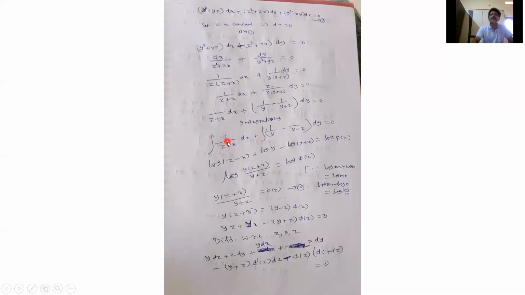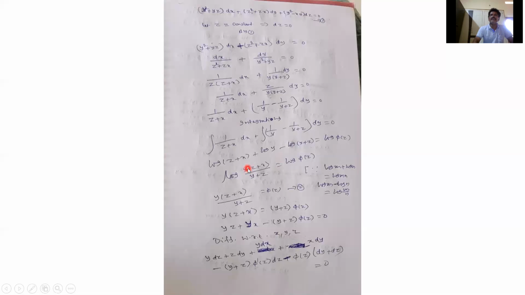Like this, 1 by (x plus a) dx is log (x plus a). So here log (z plus x). And we know that 1 by y dy is log y. This is like 1 by (y plus a constant), and z is constant, so we write log (y plus z). We would write some constant, but since we treat z as constant, I have written here log phi z. In place of the constant I have taken the logarithm of phi z, because all are logarithm functions.